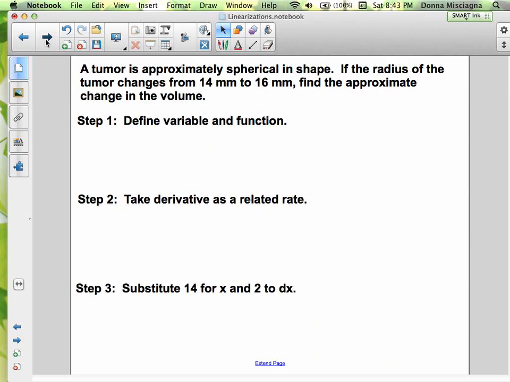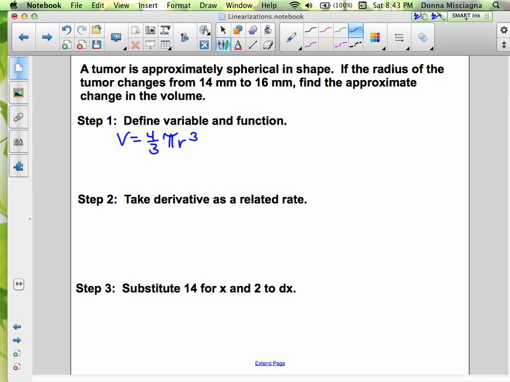And I think this is going to be the last problem on this tape. A tumor is approximately spherical in shape. If the radius of the tumor changes from 14 millimeters to 16 millimeters, find the approximate change in volume. All right, so volume of a sphere is 4/3 pi r cubed. That's the formula for volume of a sphere.